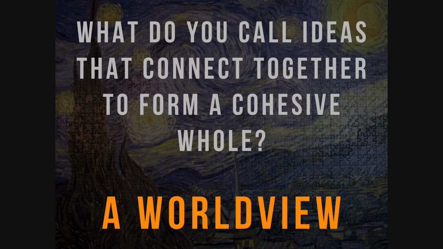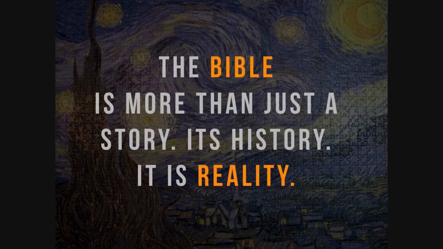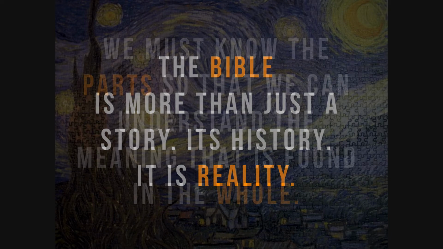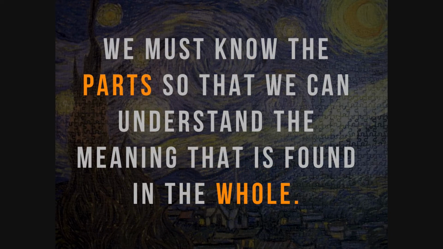As we go to talk about the Bible, we have to remember that the Bible is more than just a story. If we approach the Bible as fable or myth, we get it wrong from the beginning, because the Bible is history. It gives us a picture, and it claims to be the correct picture of reality. To understand the Bible properly is to understand what it says about itself, and one of those things is that it claims to be the descriptor of reality. We want to know the parts of the Bible so that we can understand the meaning found in the whole. They go back and forth together.